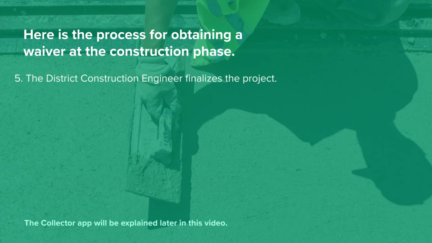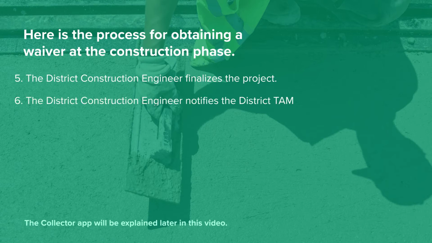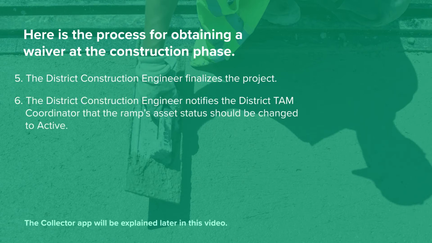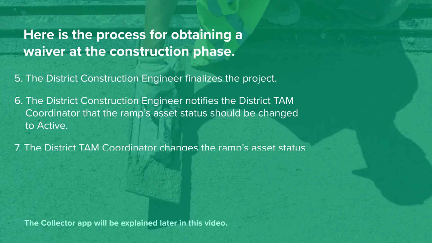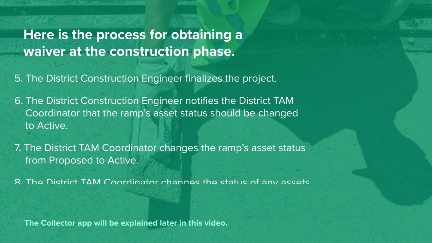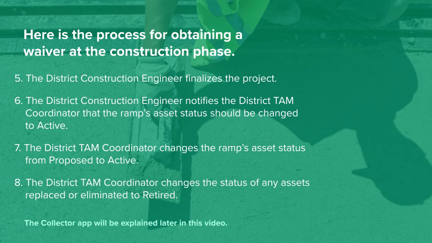The district construction engineer finalizes the project. The district construction engineer notifies the district TAM coordinator that the ramp's asset status should be changed to active. The district TAM coordinator changes the ramp's asset status from proposed to active. The district TAM coordinator changes the status of any assets replaced or eliminated to retired.